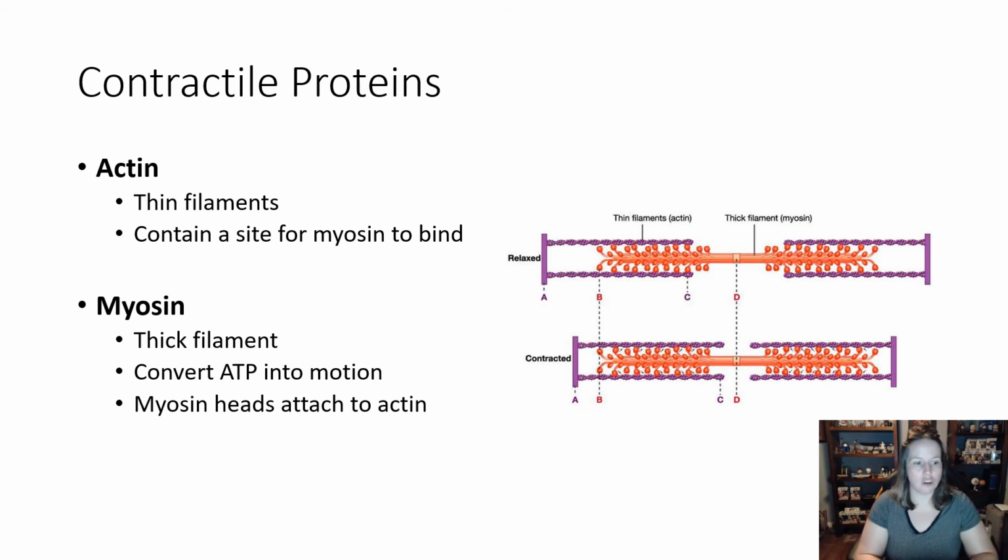First up are the contractile proteins. These are actin and myosin. Actin, once again, is the thin one, and myosin is the thick one. Myosin has two binding sites, one for ATP, our energy, and one for actin. Actin is going to have binding sites just for our myosin heads. So they're going to bind up, come together, and that's how we're going to shorten our muscle cell.